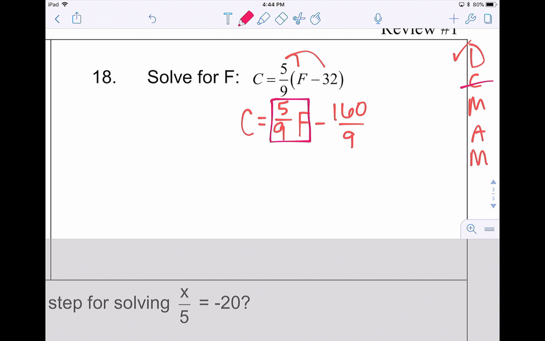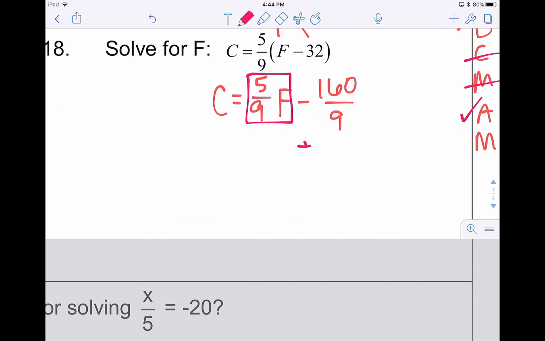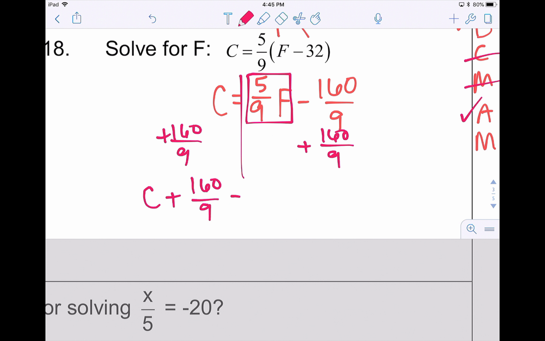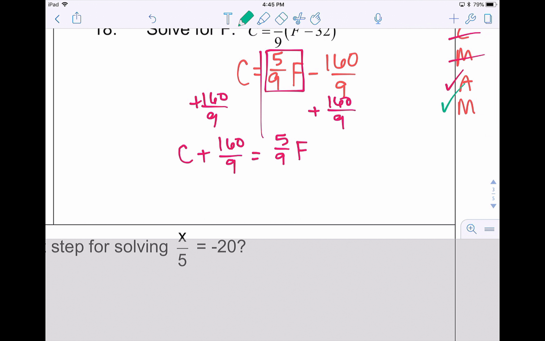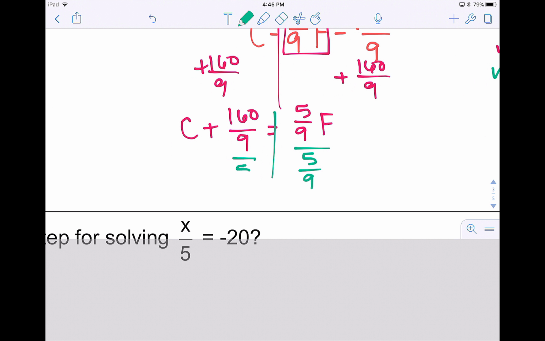So I do not need to combine any like terms because I don't have any. I don't need to move my F's to one side because I only have one. I do need to add or subtract. So I'm going to move the 160 over 9 to the other side. A fraction and a number are not the same, so I will just rewrite them. And then I do need to multiply or divide because there's no sign or operation in between 5/9 and F. I know I need to divide everything.